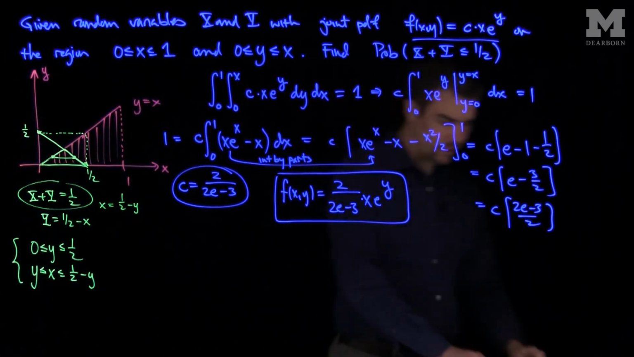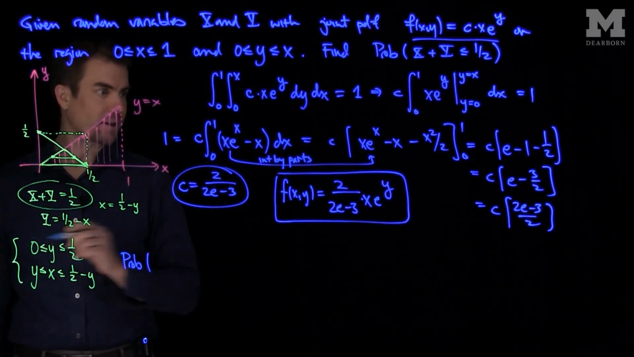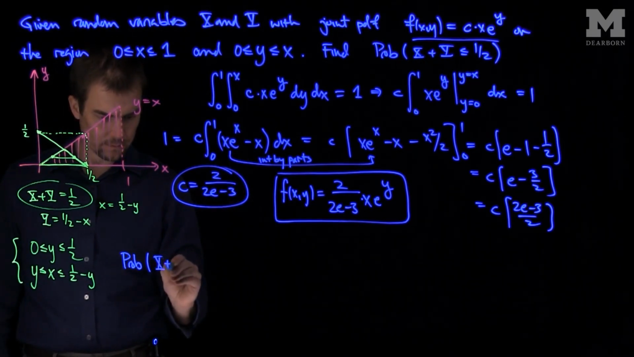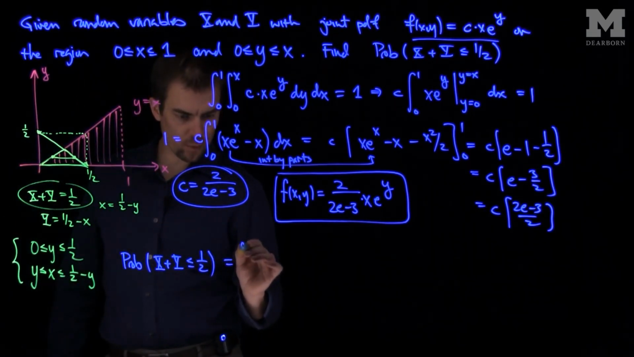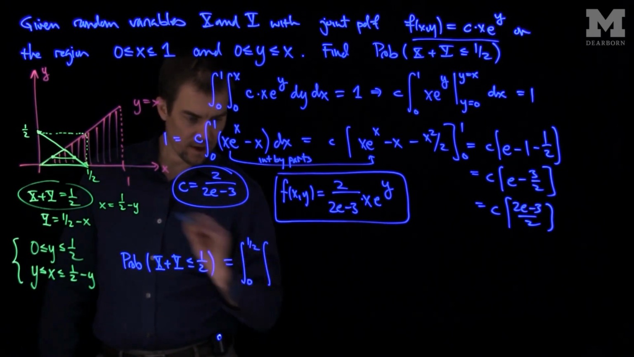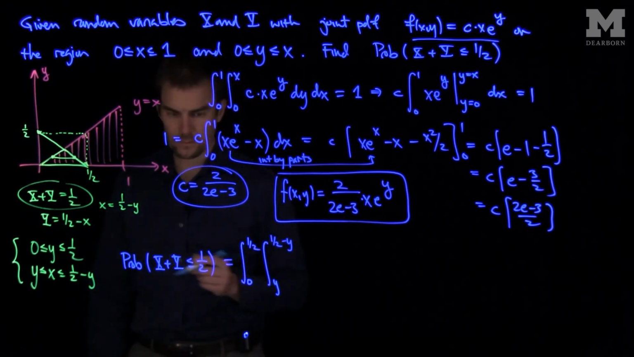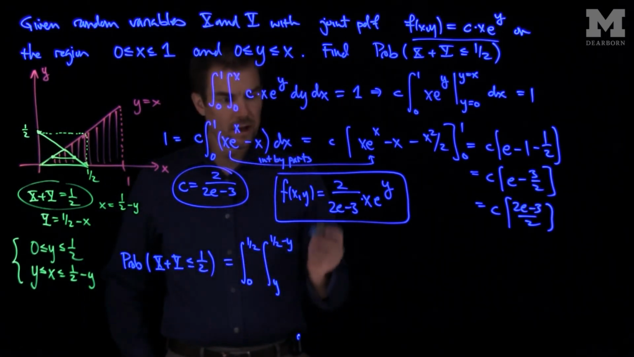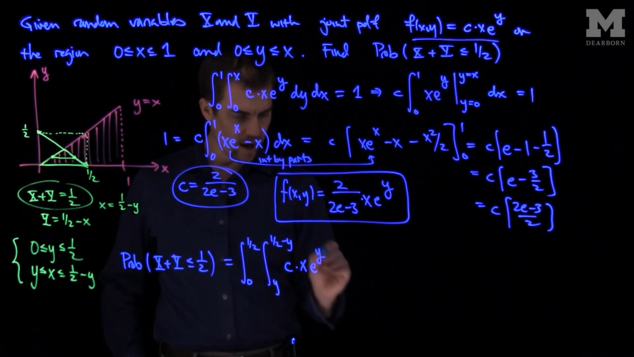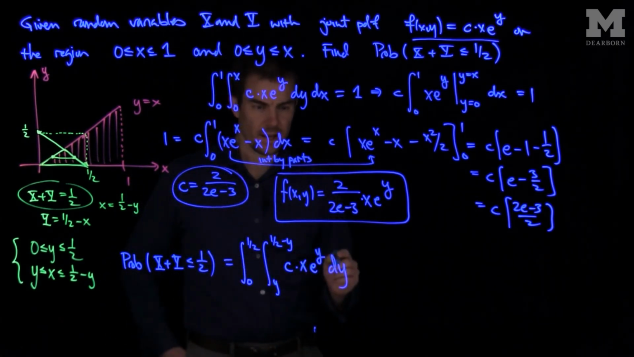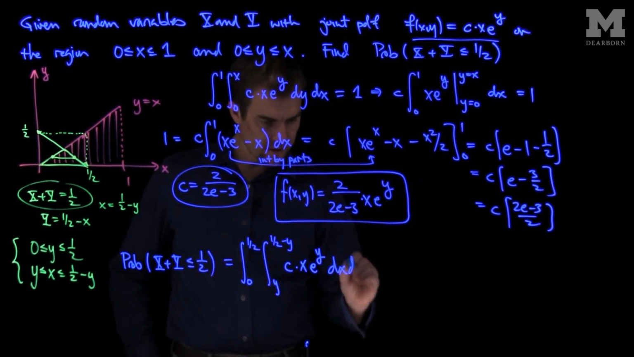And so now to compute our probability, we put this all together. So the probability that x plus y is less than or equal to 1/2 is going to be the integral. I'll do the y bounds first. y goes from 0 to 1/2. And then x is going to go from y to 1/2 minus y. And then what we do is we plug in our PDF. I'm going to leave c just as c over here. So we're going to have c times x times e to the y, dy. So these are our x limits, so our x limits come first. I have a dx, then a dy.